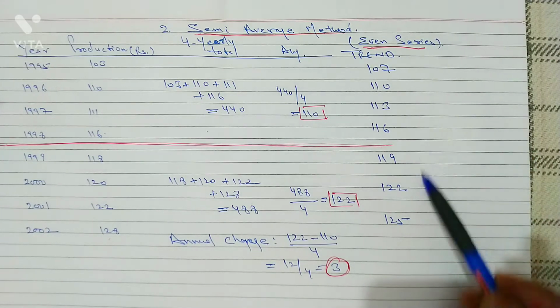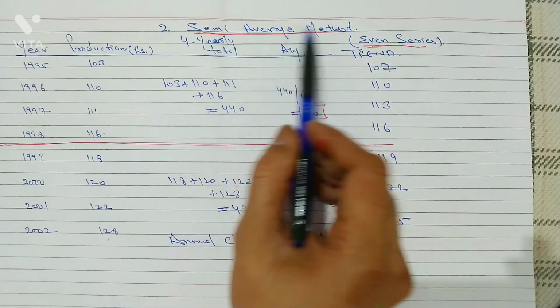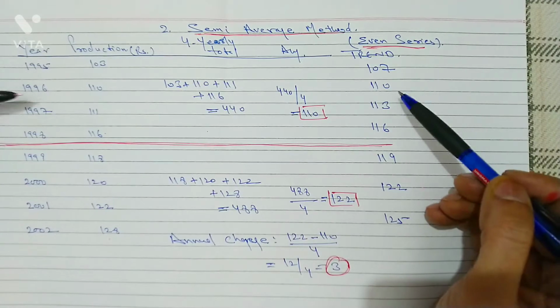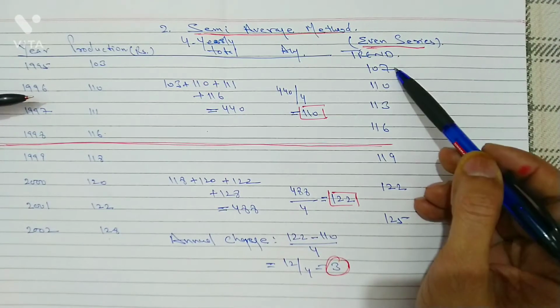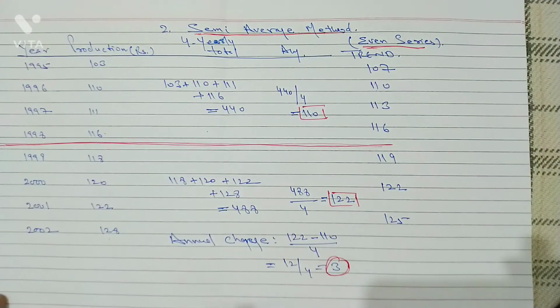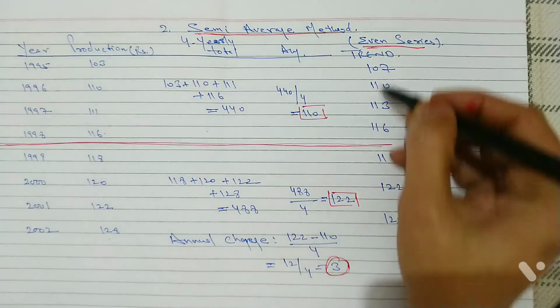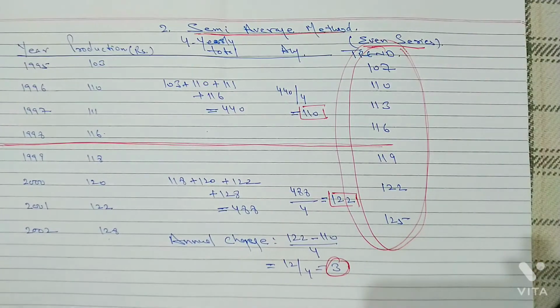Clear? Trend values by using annual change, by using the semi-average method for an even series: 107, 110, 113, 116, 122 and 125. So these are the trend values for an even series by using the semi-average method.